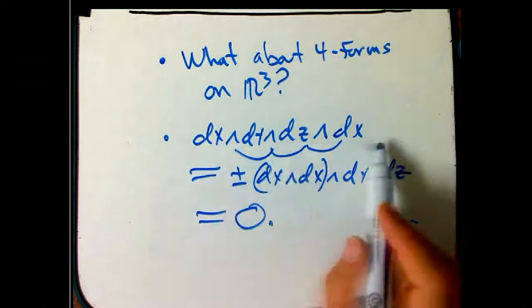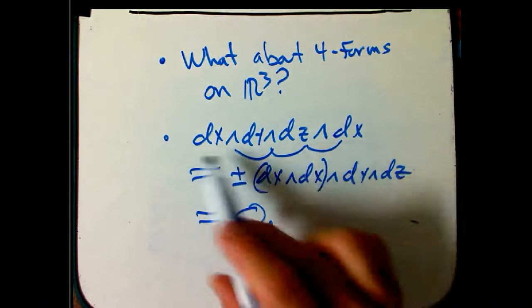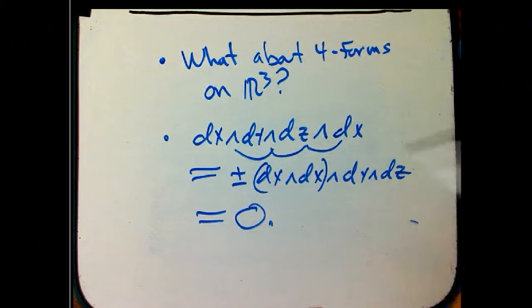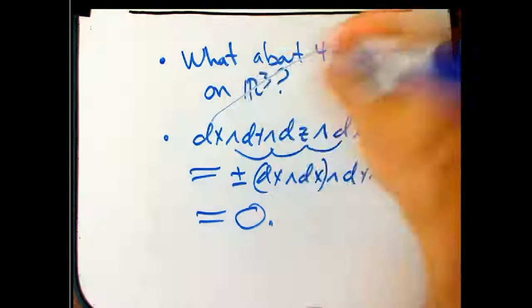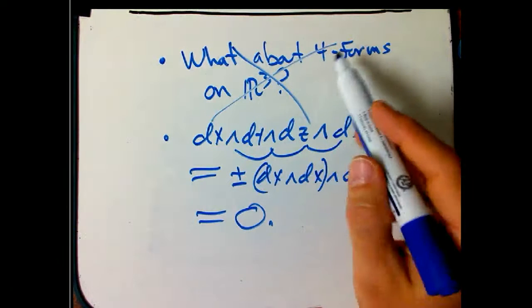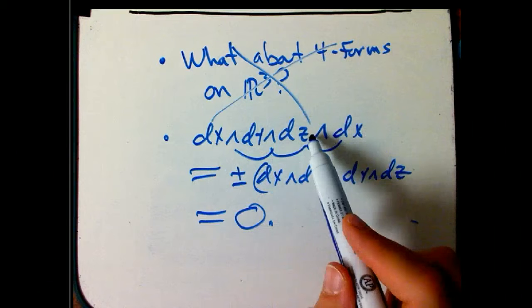So this is going to happen whenever I repeat. If I try to build a 4 form or a 5 form or a 6 form, I'm always going to get 0. So there's no such thing. Now, this was relying on the fact that I only had 3 different variables.